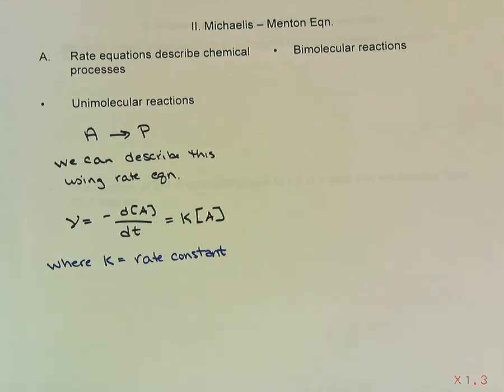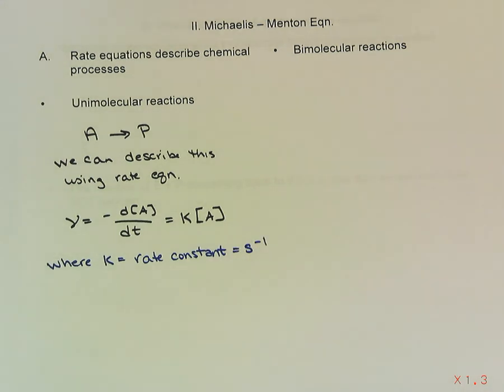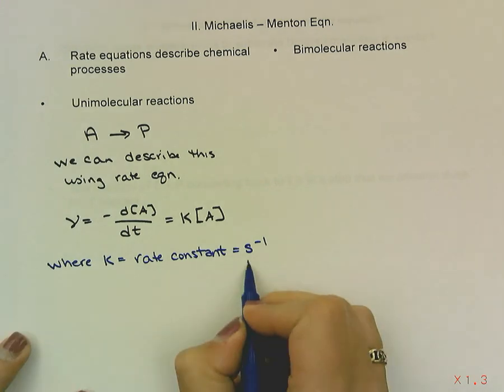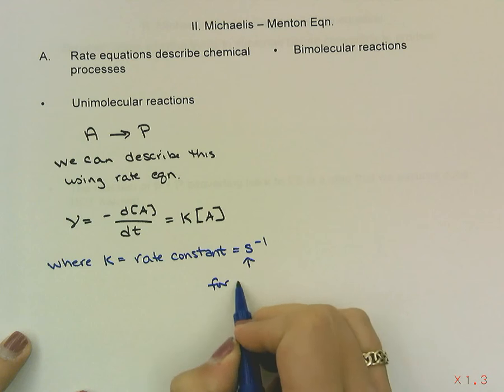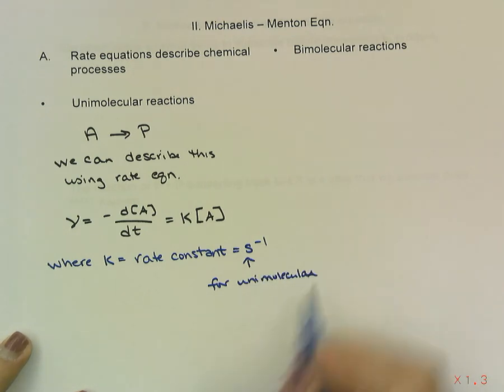k is our rate constant, and it has units of inverse seconds. Only for unimolecular. So inverse seconds are the units for unimolecular. We'll start working our way up to first order reactions and second order reactions and all that kind of stuff.